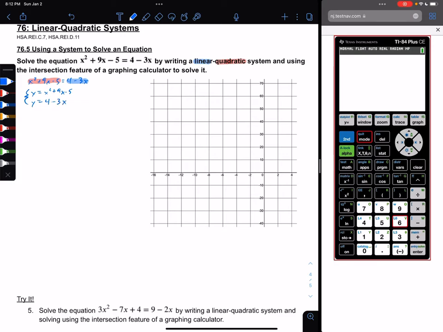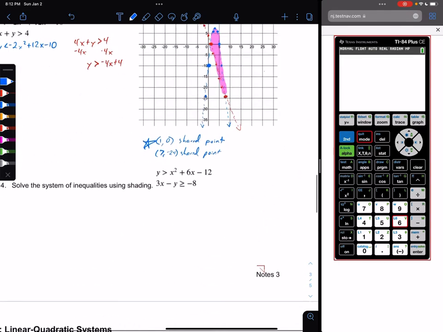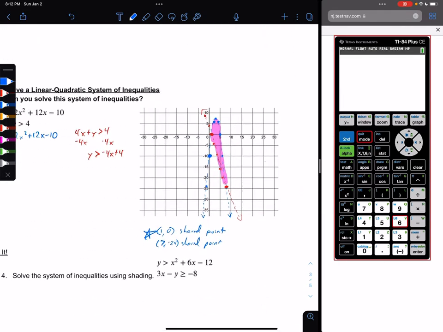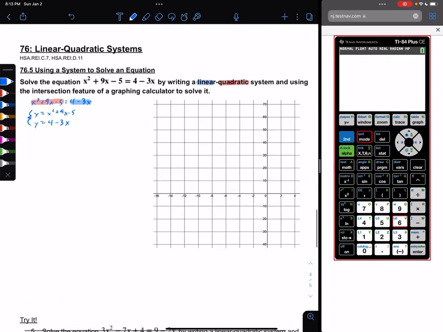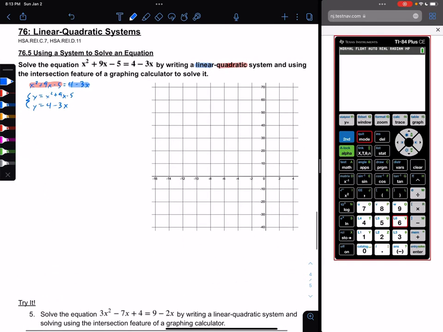Okay, so we now have our system, and quite similar to the problem that we did before, we're going to type these into the calculator to graph them, and then look for some intersection points. The previous problem was an inequality, so we were looking for overlapping shared regions. In this one, we're solving an equation, so we are looking for intersection points.